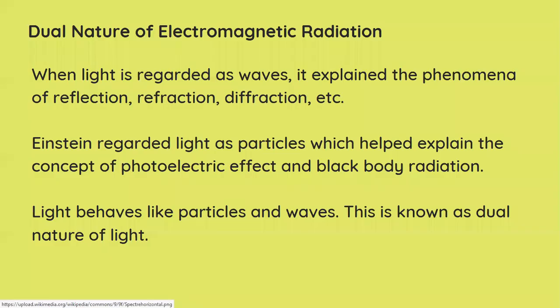So all of this led to the conclusion that when light is regarded as waves, it explained the concept of reflection, refraction, and diffraction. Einstein regarded light as particles. It helped explanation of photoelectric effect and black body radiation. And in the end, they realized that light behaves like both particles and waves. And this is called the dual nature of light. So light can act as both particles as well as waves. This was what was concluded in the end.